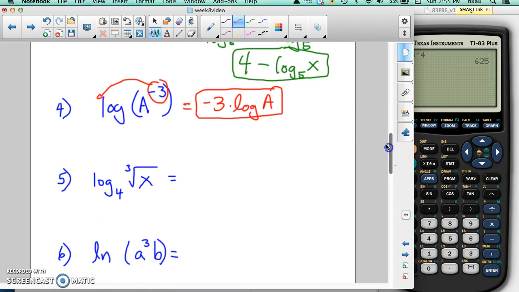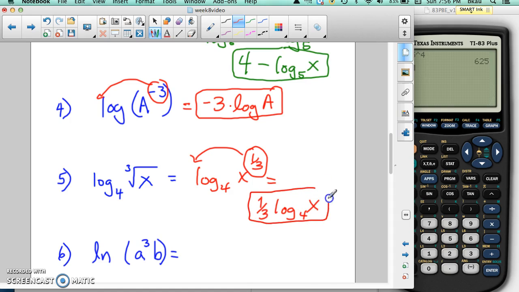Alright, and so in this one, we use a similar rule, but we're going to have to first write it as a power. So anytime you see a root or a negative exponent or something like that, you want to write this as a power. And in this case, 1/3 power. So it's going to be x to the 1/3 power. That's the same as a cube root. So our rule then states we can move this down in front. So our answer is 1/3 log 4 of x for that problem.